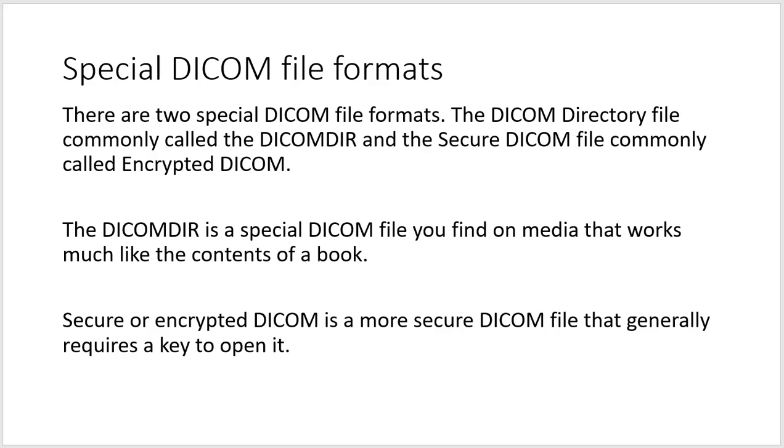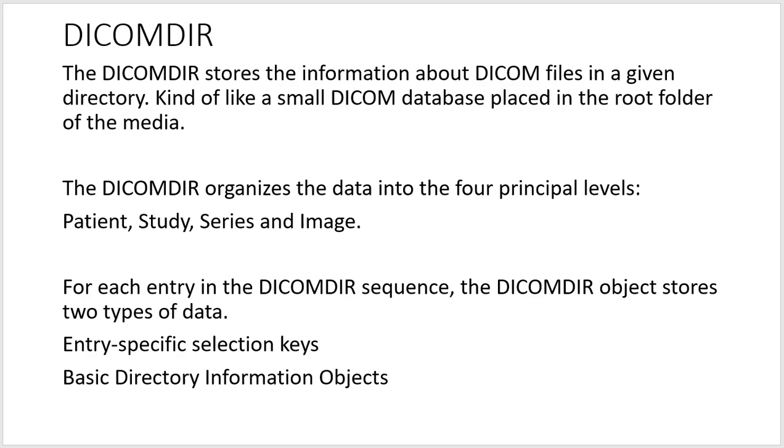Special DICOM file formats. There are two special DICOM file formats: the DICOM directory file, commonly called the DICOM dir, and the secure DICOM file, commonly called encrypted DICOM. The DICOM dir is a special DICOM file you find on media that works much like the contents of a book. Right? Contents of a book tell you what is in each chapter. Secure or encrypted DICOM is a more secure DICOM file that generally requires a key to open it.